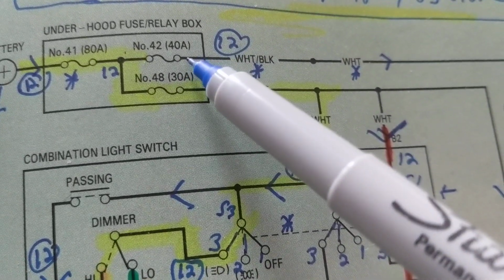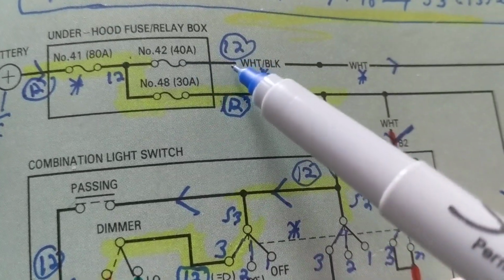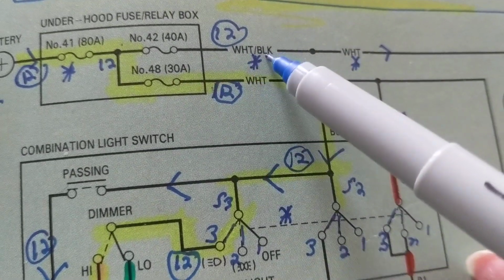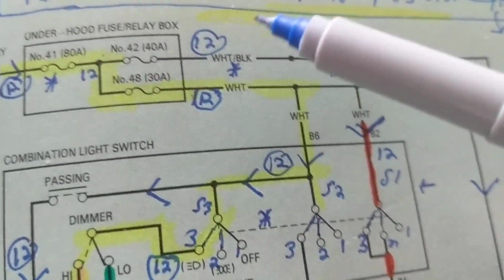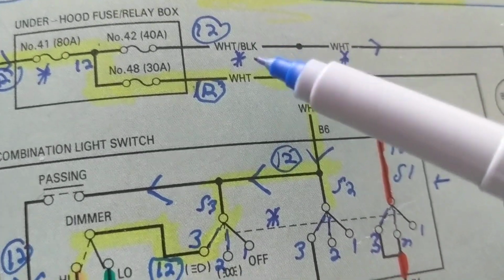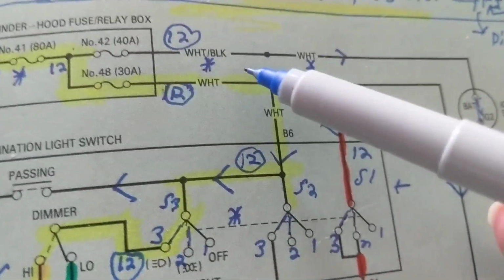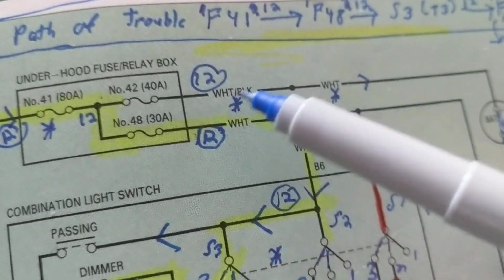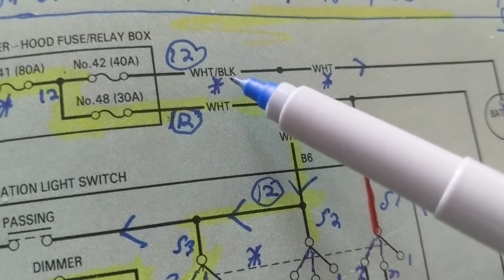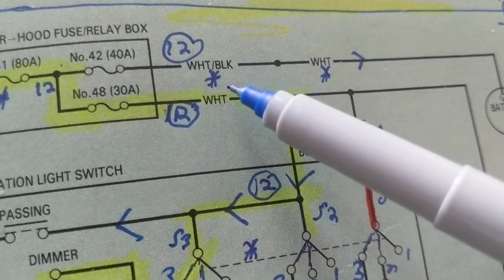Over here, the other side of this number 42, 40 amp fuse, goes to a wire, white-black. Now usually, white is the base color and the black, the second one, is usually the stripe. But of course, makes and models differ, and they could have the opposite. As long as you're looking for white and black, black would be the stripe, white would be the base color. Again, it depends on the make and model.